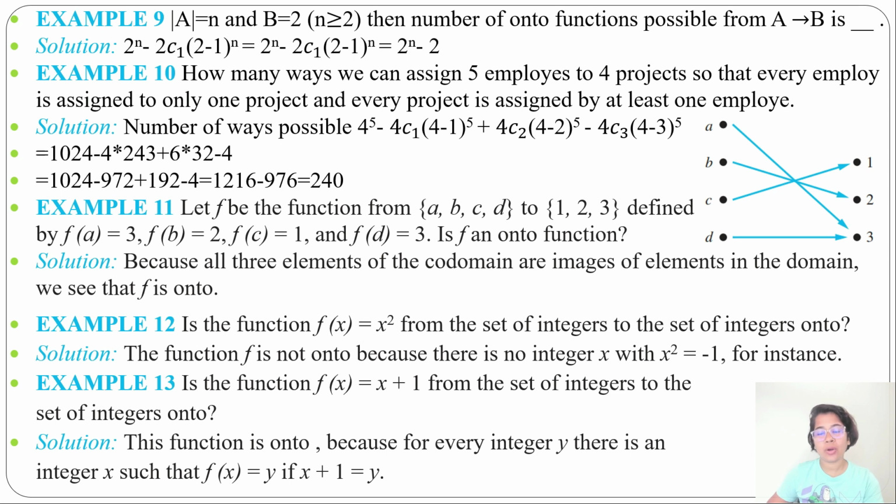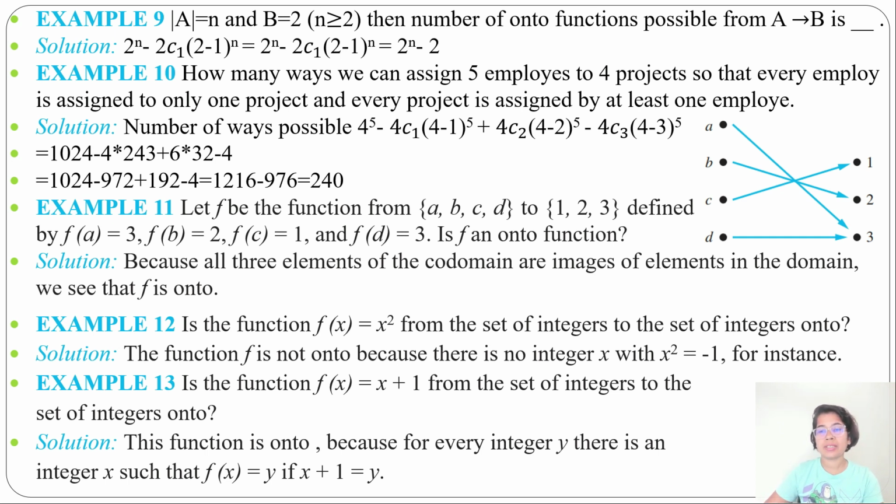With this I am finishing onto functions. Today I discussed the definition of onto, then the number of onto functions possible from set A to set B, and some examples. In case of one to one, the cardinality of A should be less than or equal to the cardinality of B. In case of onto, the cardinality of B should be less than or equal to the cardinality of A. And in case of onto, all elements of set B should be the image of some elements of set A, meaning there should not be free elements in set B, whereas in case of one to one, for every element of set A there should be different images.